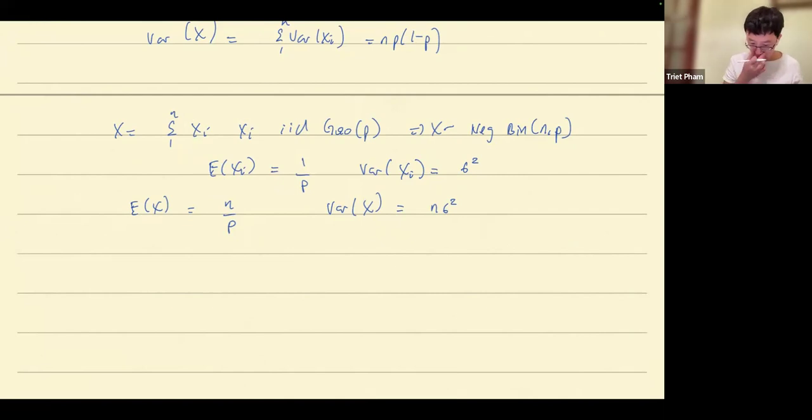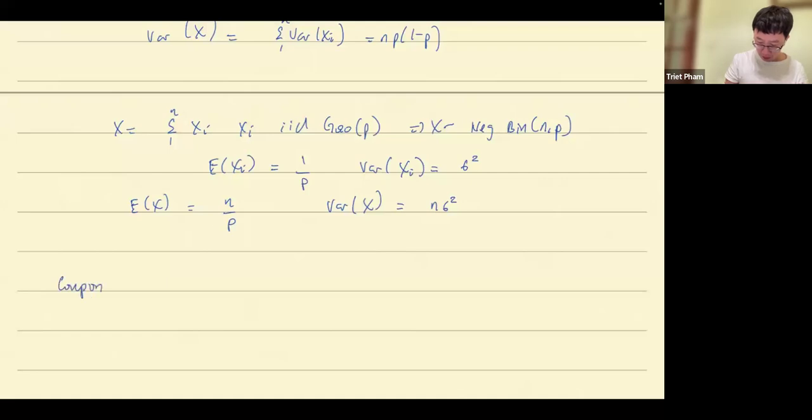Now, the most notable application of this technique is the coupon problem, which is something, I mean, there are many coupon problems, okay?